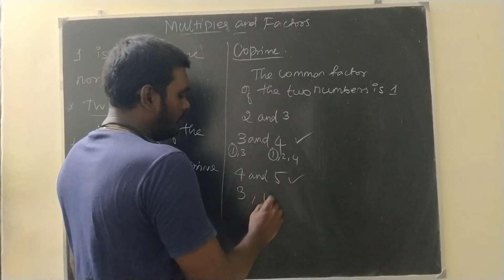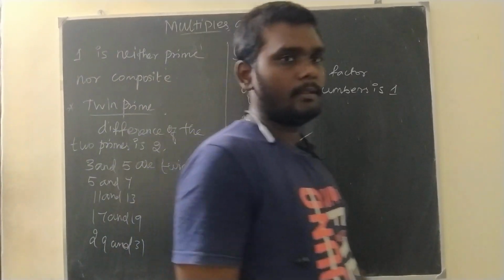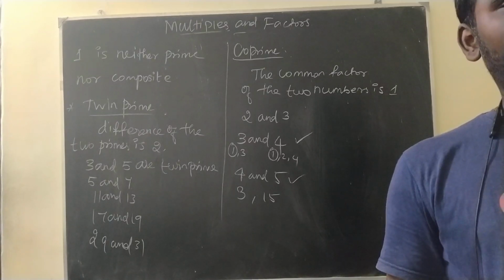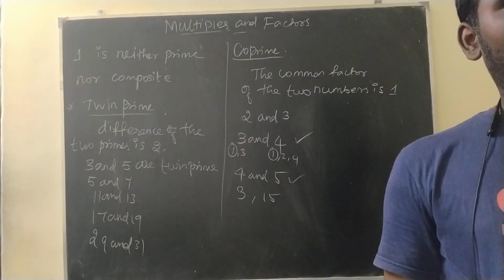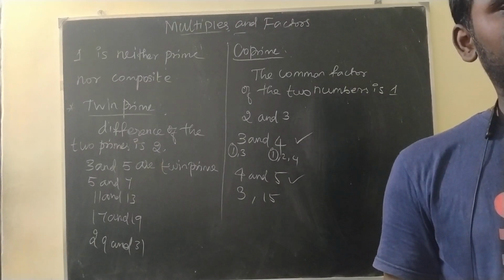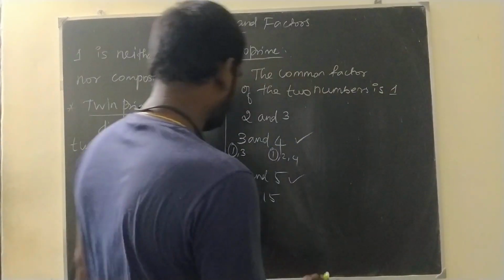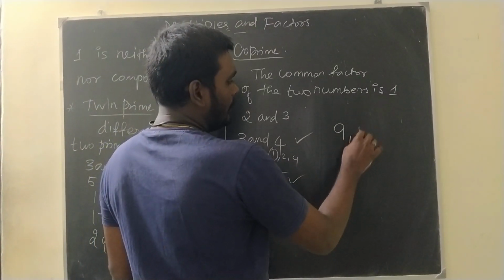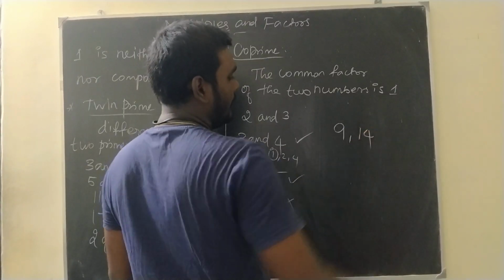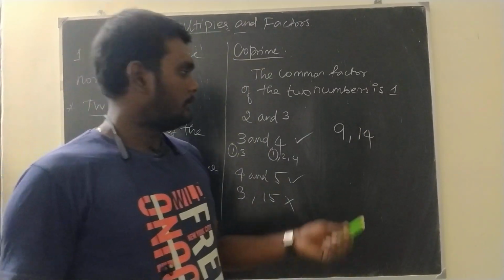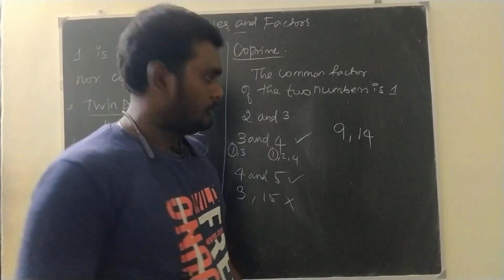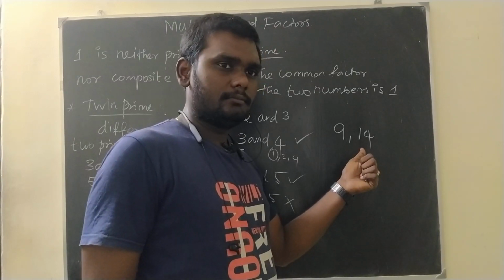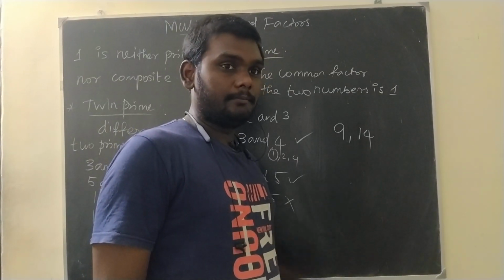Co-prime. 3 and 15 is not co-prime. Not a co-prime. Also, 9 and 12? No, not 9 and 12. 9 and 14, if I take, that is perfect. Co-prime.